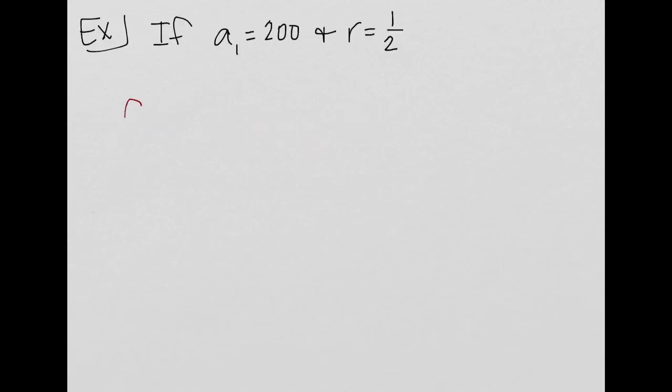Alright, on this one, you've got a sub 1 equals 200. And then you've got a sub n again equals a sub n minus 1. And this time it's multiplied by 1/2. So that's all it is.